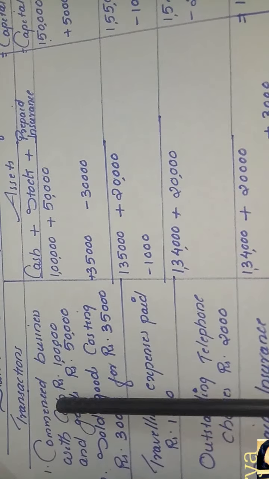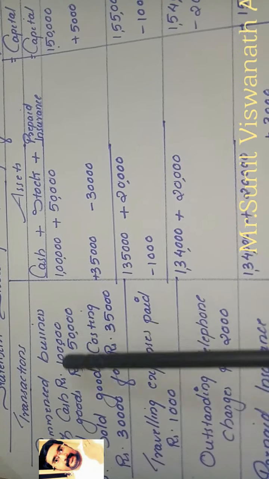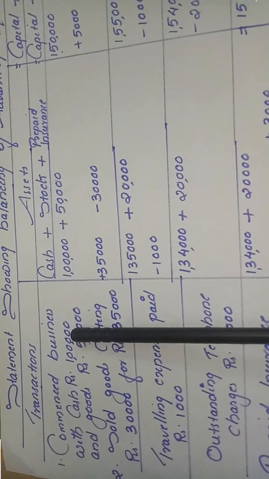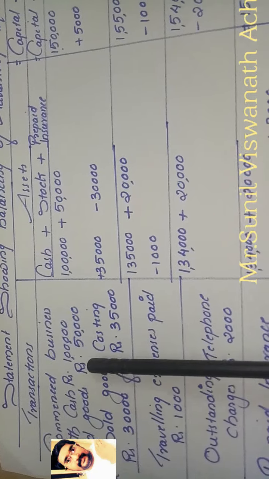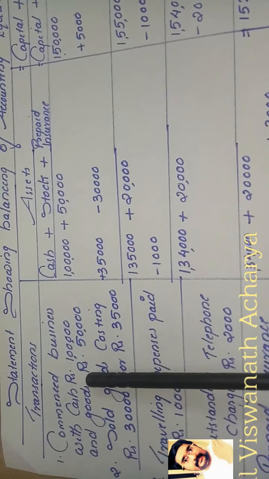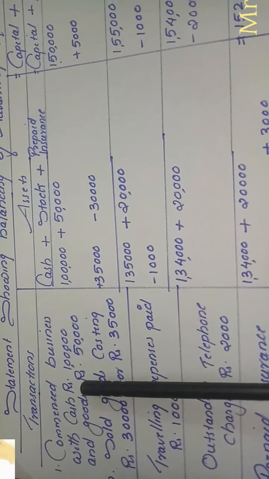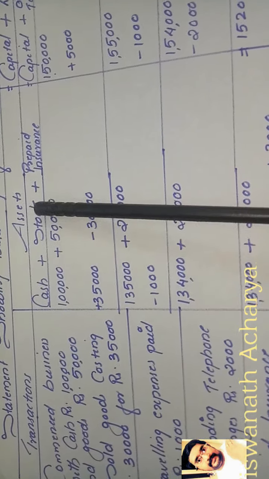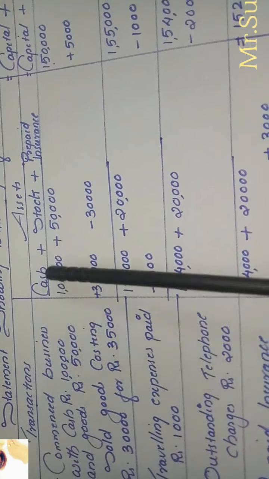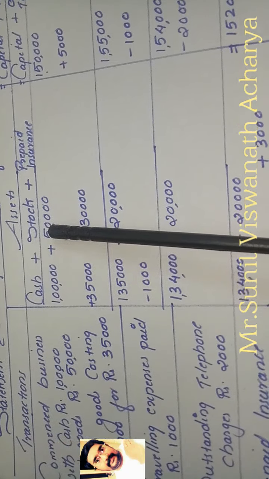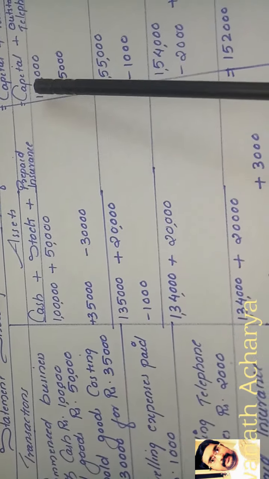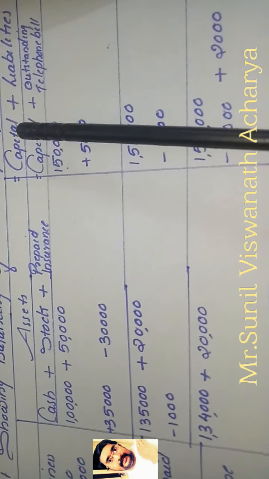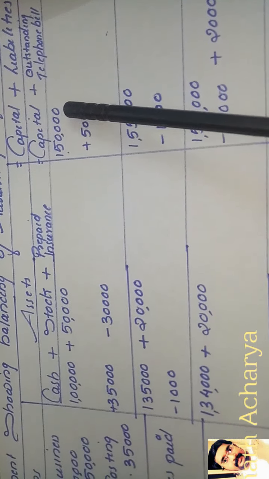So the first transaction is commence business with cash rupees 1 lakh and goods rupees 50,000. That means the owner brought 1 lakh rupees as cash and 50,000 rupees as goods. So cash and goods means stock. Cash and stock both are assets. So on the asset side we will write two headings, cash 1 lakh rupees, stock 50,000. So 1 lakh plus 50,000, total capital investment by the owner is 1 lakh 50,000. So we will write on the liability side under capital 1 lakh 50,000.